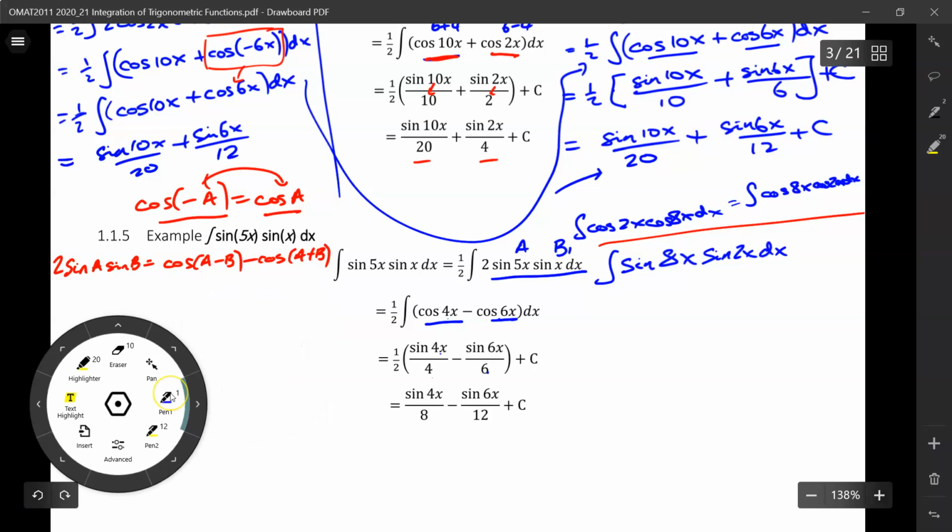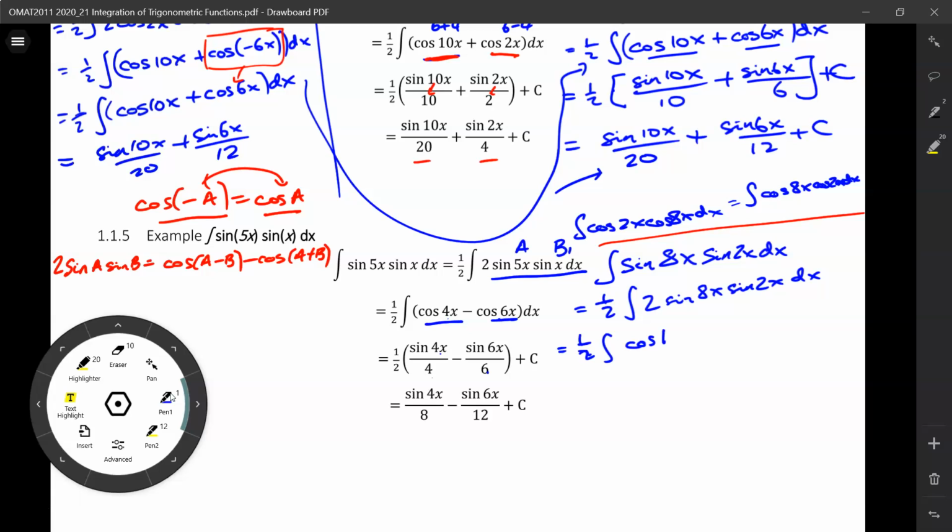So I'll put is equal to half times 2 times the sine of 8x sine of 2x dx, and that gives me a half times the integral of the cosine of A minus B, so that's 6x, minus the cosine of A plus B, so that's 10x, and that's all times dx.